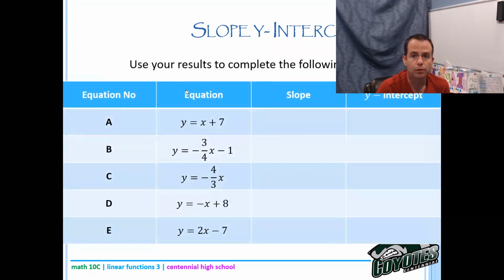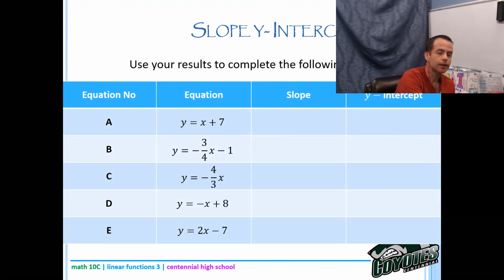And b seems to be the y-intercept. Okay, so use your results to complete the following table. So what's the slope and what's the y-intercept? Well, slope here is 1. That's the number in front of x. Y-intercept is 7, so the point will be (0, 7). Remember, when you're writing intercepts, it should always be as a coordinate point.